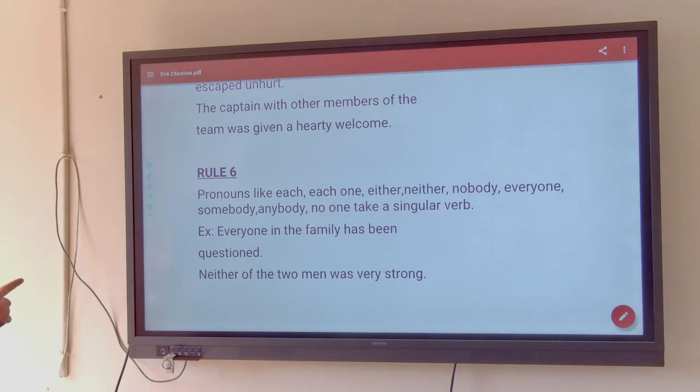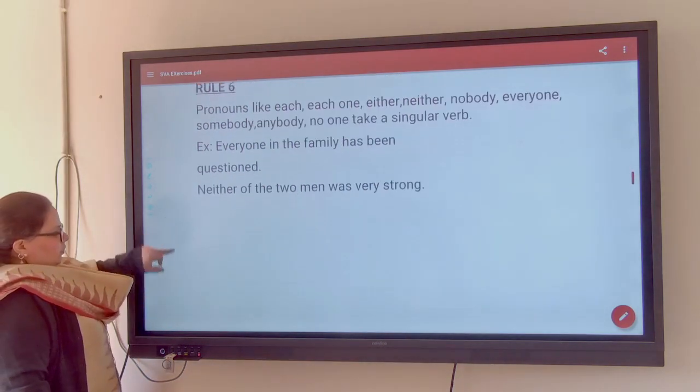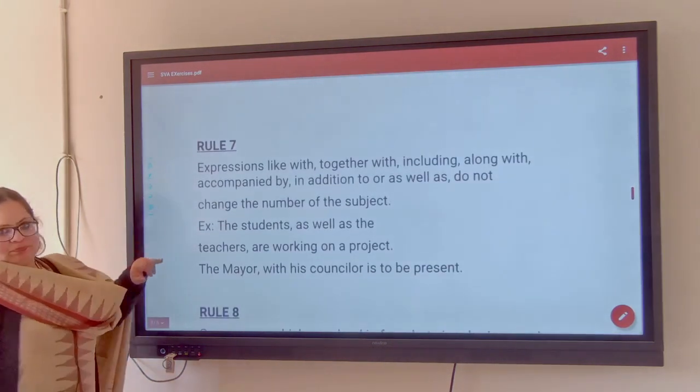Neither of the two men. So here we are again considering one single identity, one single subject, a singular subject. So we will use was here. All these pronouns like everybody, everyone, nobody, no one, we consider as a singular identity. So we will be using a singular verb here. Moving on to rule number 7.